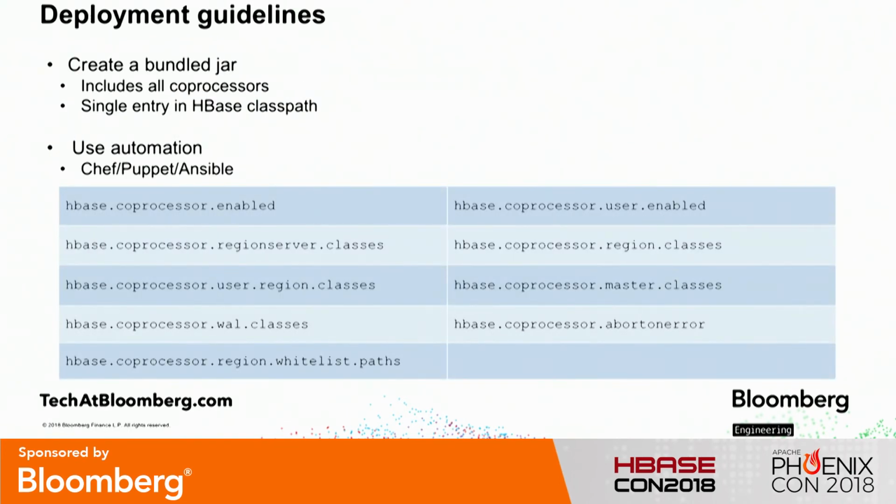So some more guidelines here. If you're doing static loading, it is recommended that you create a bundled jar, so that you have only a single jar for multiple coprocessors, and you only have a single entry in your HBase classpath, and that's how you basically make it easy to deploy your coprocessor. Definitely use some kind of automation, whether Chef, Puppet, or Ansible, and there's a chart of some of the key properties that you should be aware of when you're deploying your coprocessors.